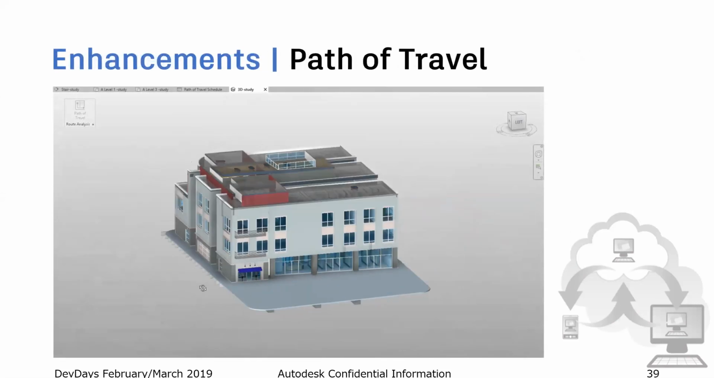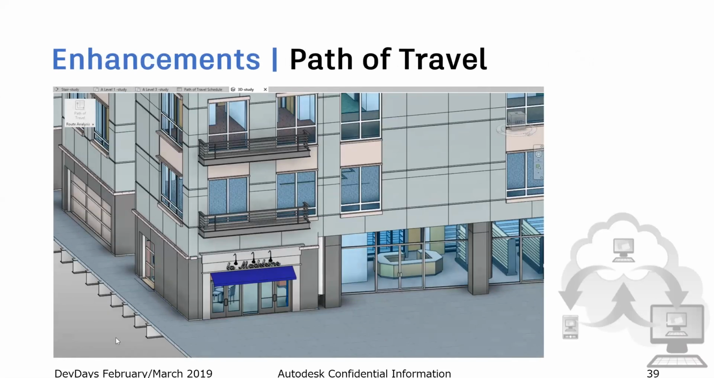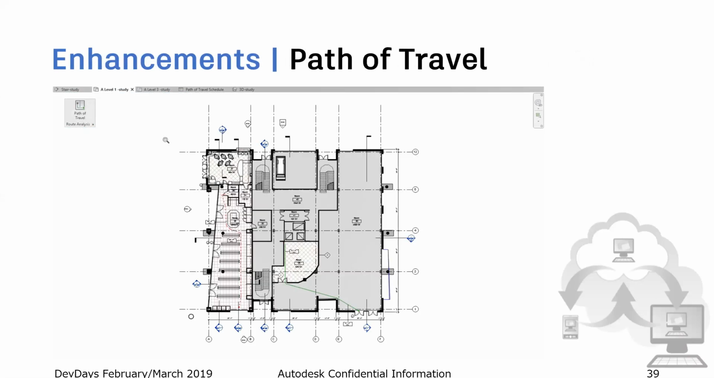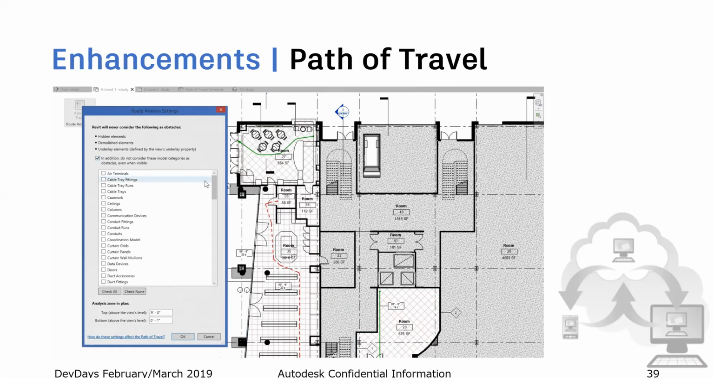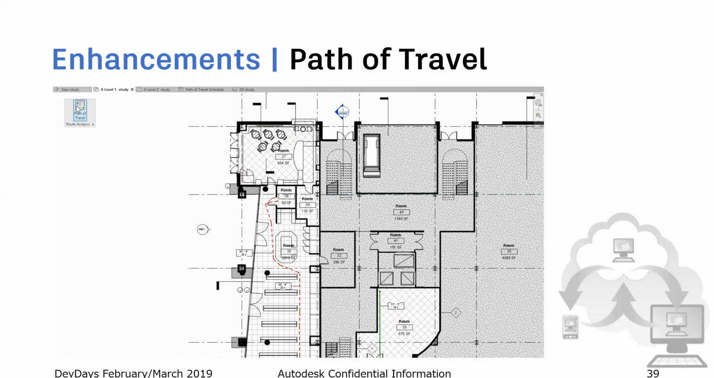So we've created an easy validation function for you to do that. Other enhancements: this is a big enhancement for architects, the creation of paths of travel. This is a new feature in Revit where, given 2 endpoints, Revit finds the fastest and shortest path for somebody occupying that space to walk through.